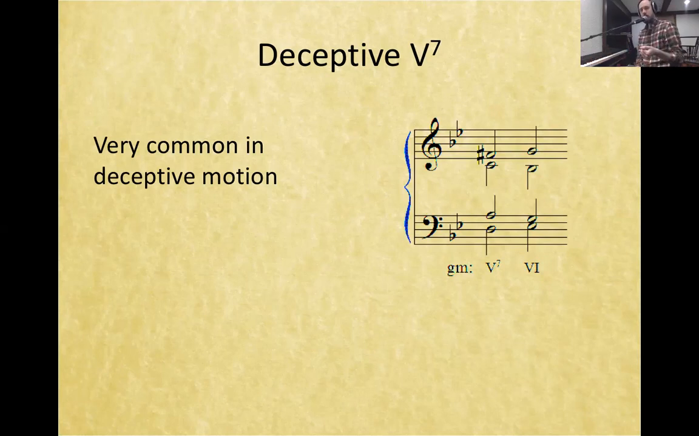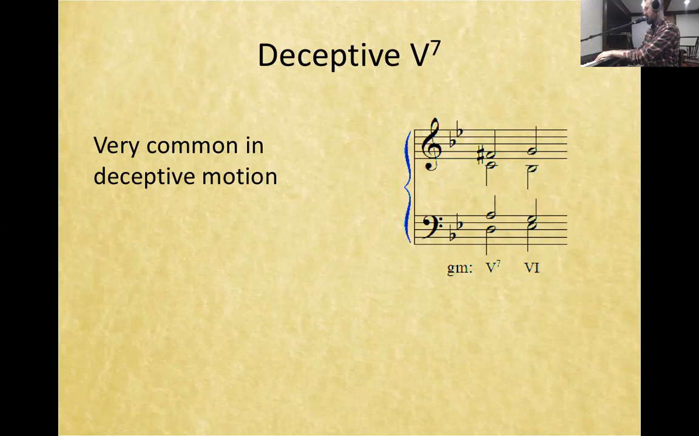Now, deceptive motion, we know, is going from 5 to 6. That's deceptive motion because 5 wants to go to 1, but instead it goes to 6. And so if we're in G minor, we're moving around and we get to this 5/7 chord. Here it is to 6. You see what I mean about how it deepens the sound?